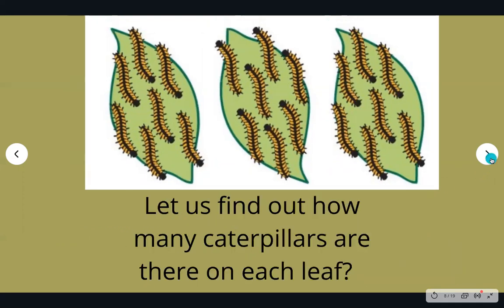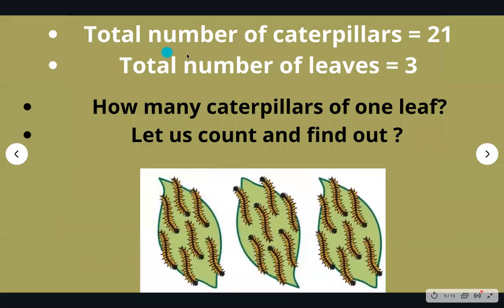Let's move ahead. Our main question here is, let us find out how many caterpillars are there on each leaf. We have to find out how many caterpillars are there on leaf number 1, leaf number 2 and leaf number 3. Let's see how we are going to find this out. The total number of caterpillars is 21 and the total number of leaves is 3. We have to see how many caterpillars are there on one leaf. So what we are going to do right now is count. Let's go. 1, 2, 3, 4, 5, 6, 7.